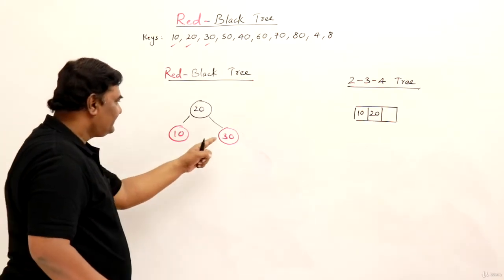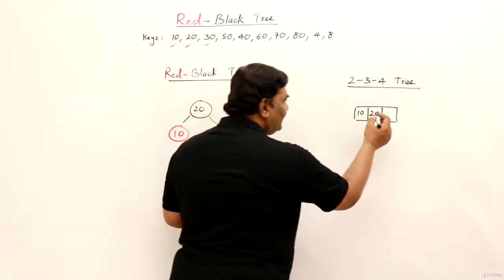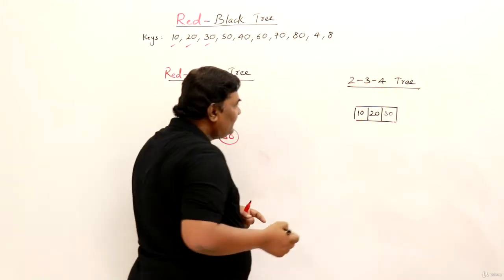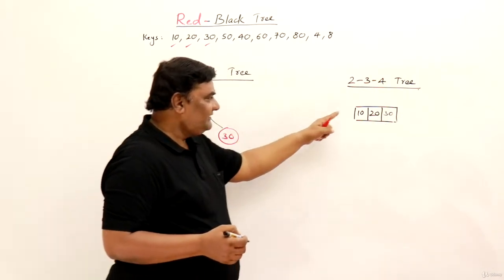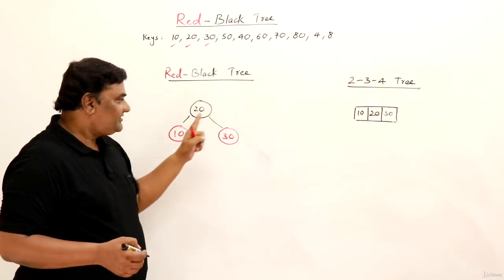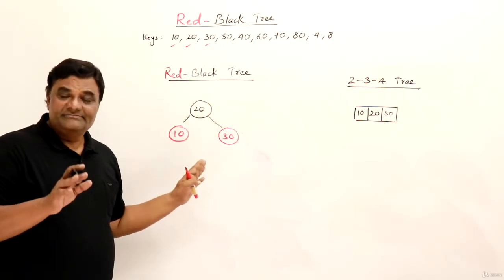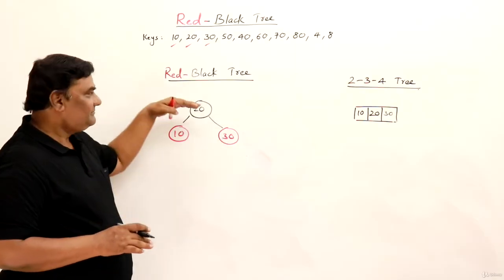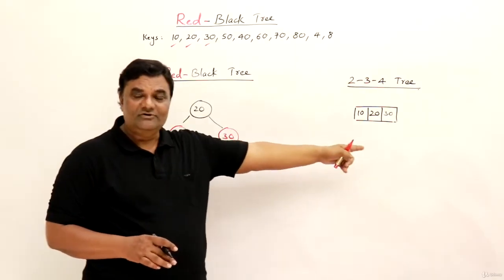Now this means 30 is inserted here. Already I have shown you that a single node can have 3 values. So the middle node is black, and the left side is red, the right is red. So this means these two reds are part of the same node.